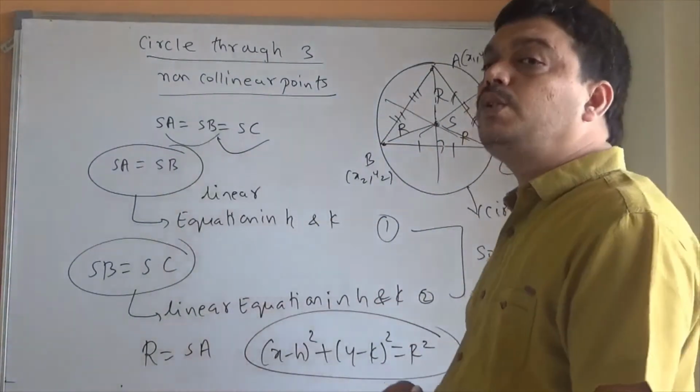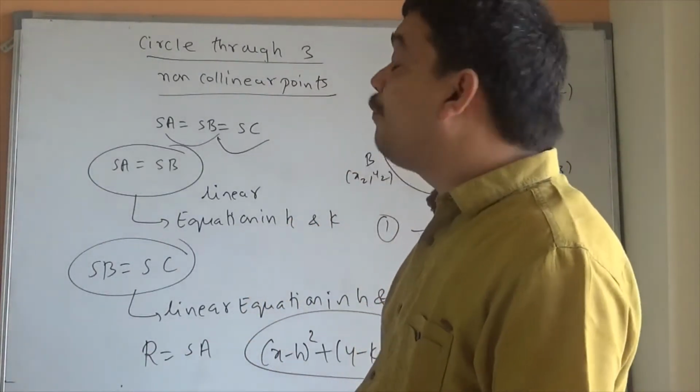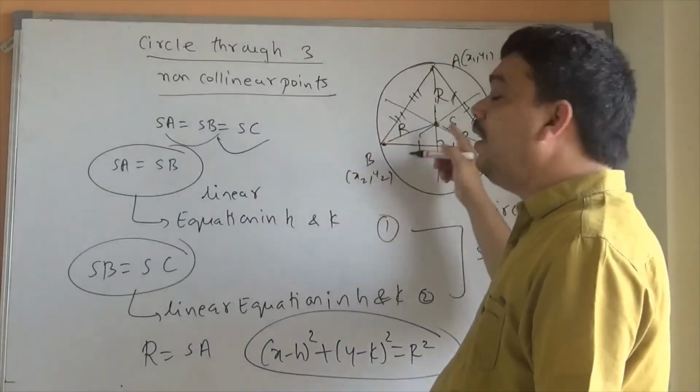In addition to this, you can also do it with two other methods. So let me illustrate the second method for finding the equation of a circle through three non-collinear points.